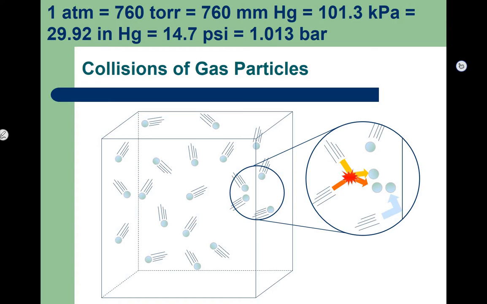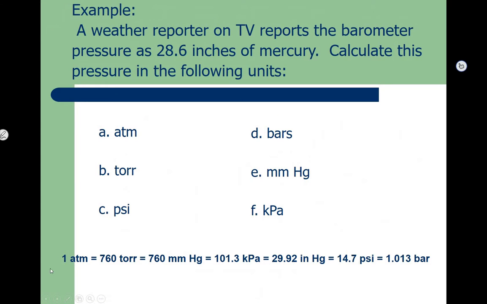We're going to be using them a lot, and she uses them a lot. And she doesn't just stay in atmospheres, torrs, or millimeters. She goes to psi and bar, okay, and kPa, and inches mercury. She uses them all. So if you don't have all this copied down, it's actually at the bottom of this next slide right here. I would like to show you how to use it if she has you do an example like this.